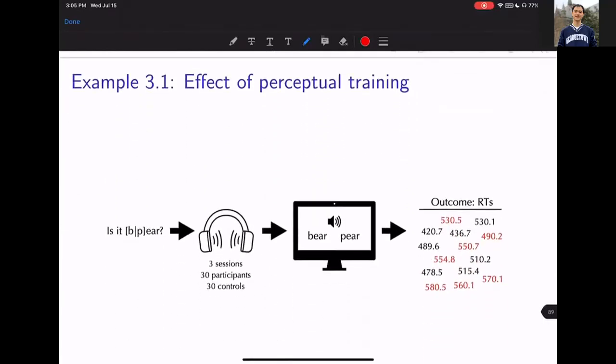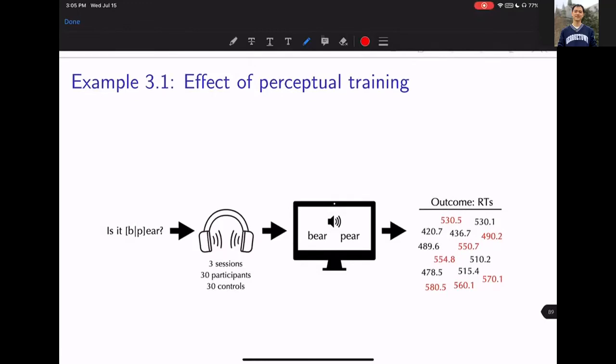And after this training, you have participants listen to a bunch of new sounds. And for each trial, they have to decide which word they hear. So they listen to the word, say bear, and they see the words bear and pear, and they have got to decide which one they heard. They answer by pressing the keyboard, 1 or 2, right? And you measure the reaction time in milliseconds, and you take this reaction time as an outcome variable, okay?